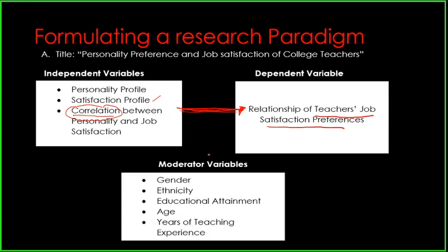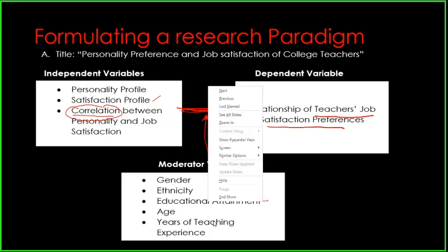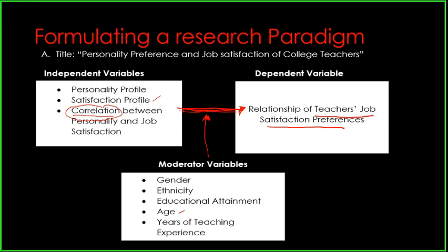Pwede rin po yun. And what might affect this correlation or relationship? You have the gender, ethnicity, maybe the level of job. The relationship of job satisfaction preferences is affected by the educational attainment, or maybe with age, no? Baka mas satisfied yung mga mas matatanda, yung mga ganon. Also, years of teaching, ayan. This could be your moderating or intervening variables.